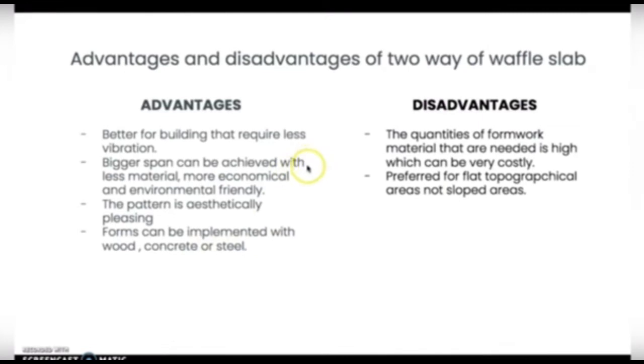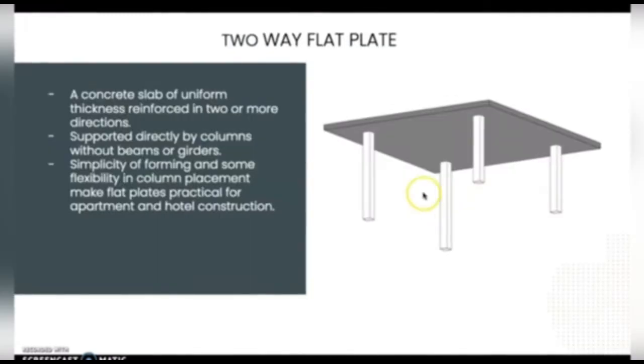The disadvantages that we get from using the two-way waffle slab is that the quantity of formwork material needed is very high, and because of that it is very costly, and it is preferred for flat topographical areas only, not for sloped areas. So next is the two-way flat plate.